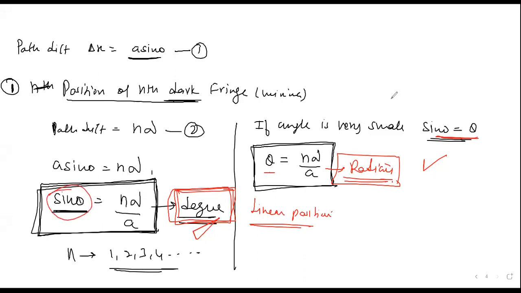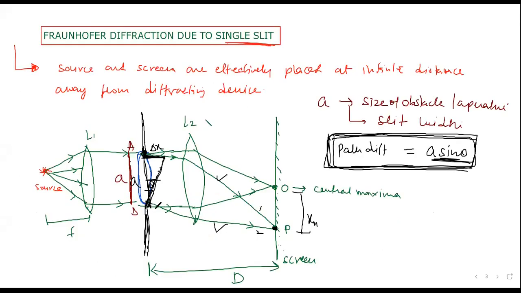An angle is very small, so sine theta again we say equal to tan theta. Keep in mind. What is tan theta in this picture? Let's go back. This is your maxima. That distance we call xn, and that distance we call D. If you make a small triangle like this, then this is theta, tan theta. So tan theta is obviously equal to xn by D, correct?